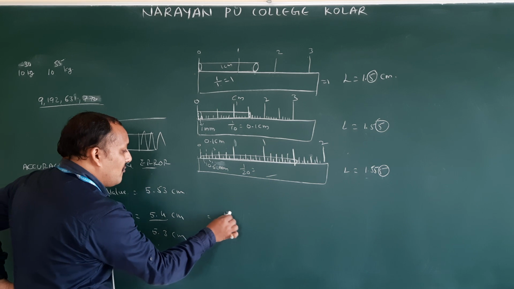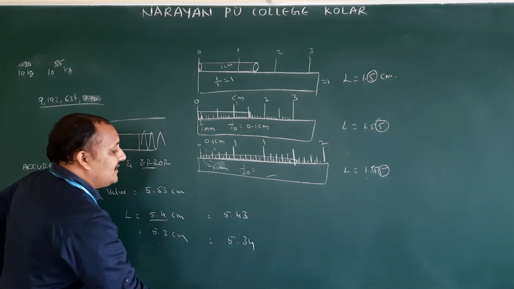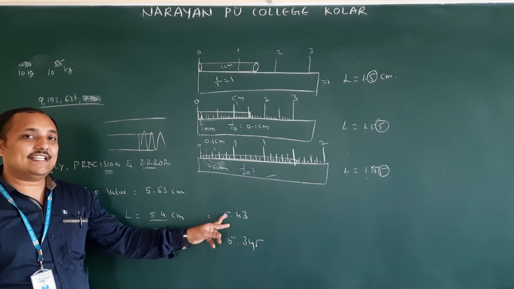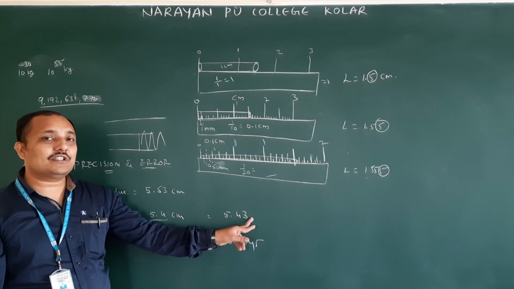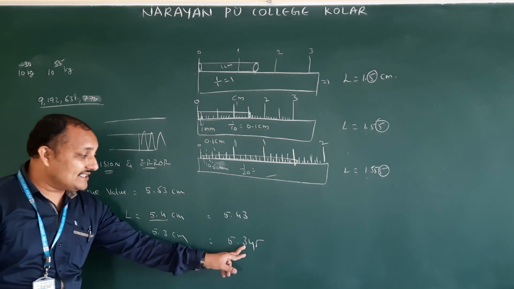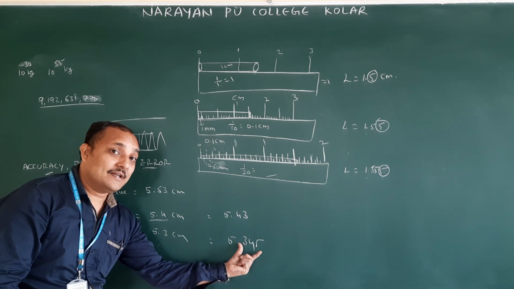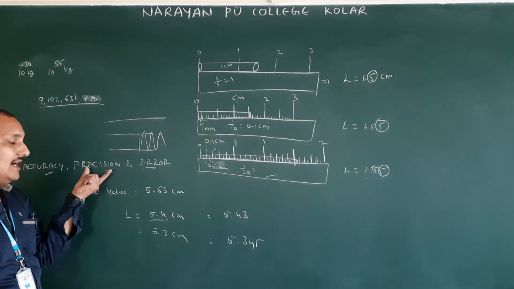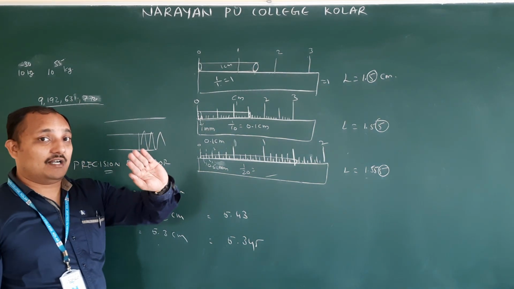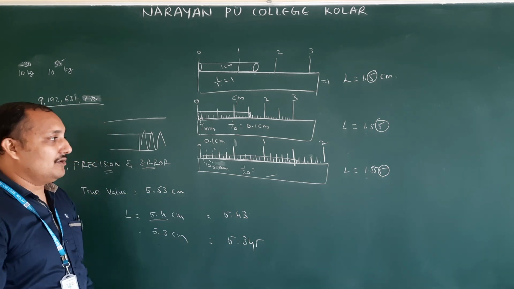Next, one girl found 5.43. Another girl found 5.345. Among these two, the accurate value is 5.43, because this is close to the true value. 5.345 has up to 3 divisions here. Therefore, this is the most precise value. Understood the difference? Accurate value and precision value. A value may be accurate, but more precision is different. Precision is up to what limit you are going to measure.